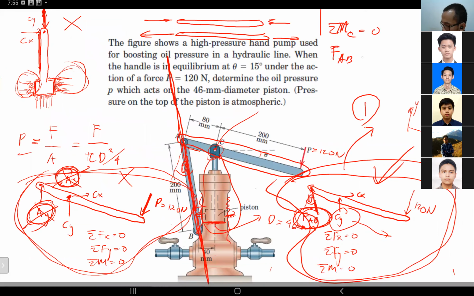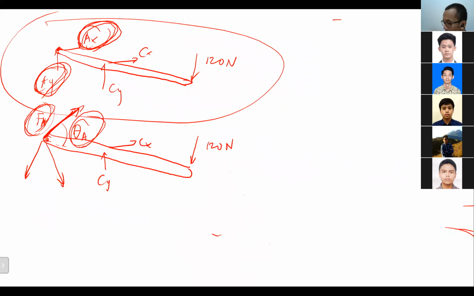Okay, sigma moment at point C equal to 0. What we have there is 40 millimeters and 100 millimeters. After that you have to find the angle of the link AB, theta. As long as you find theta, you will be able to find AB.